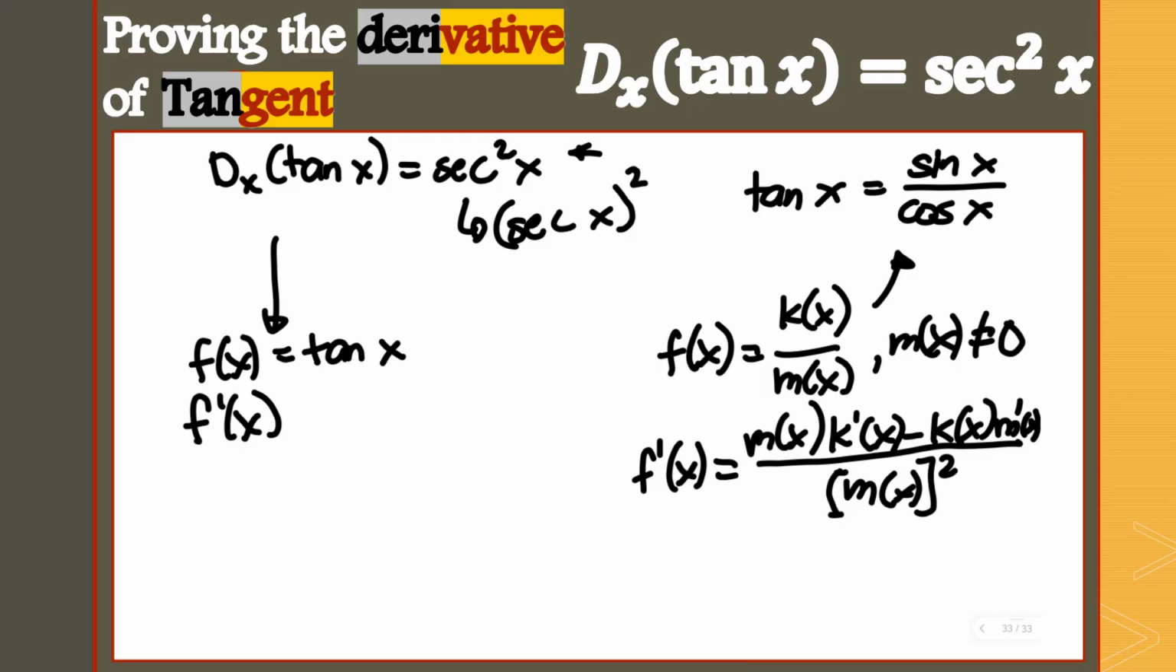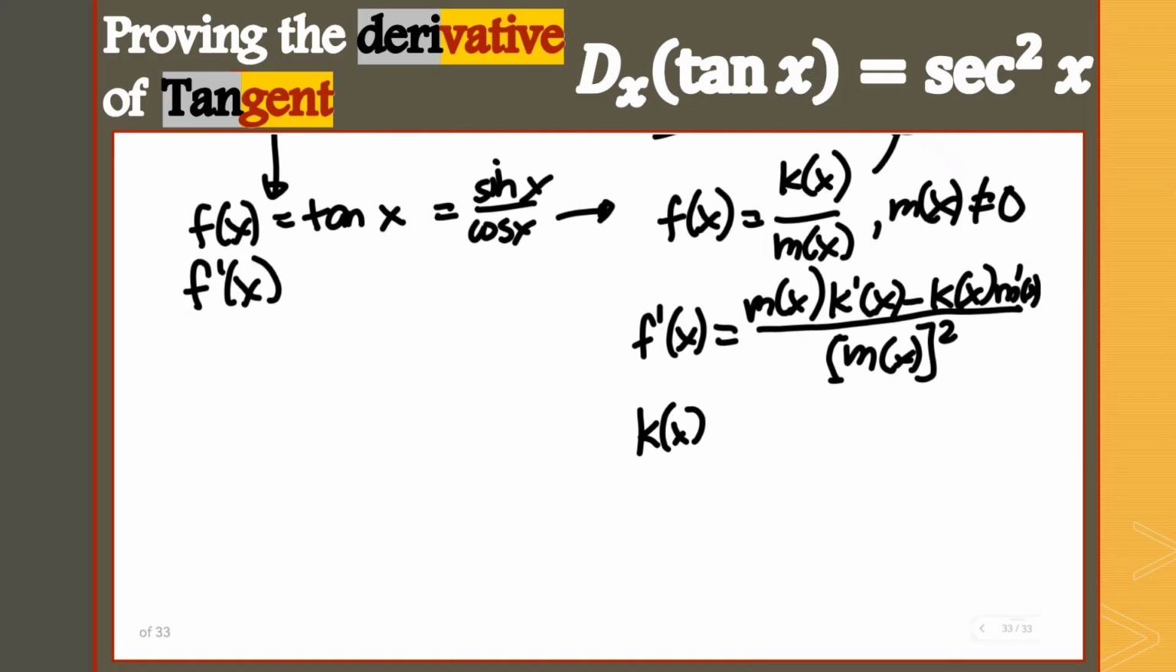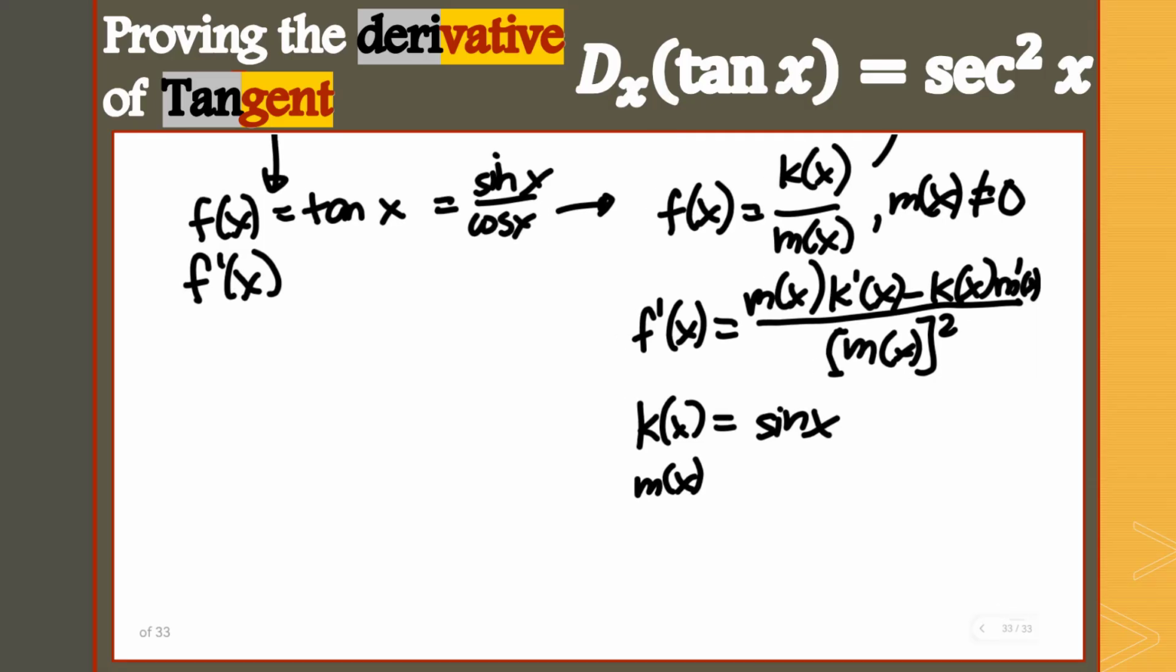We are going to use this idea in showing that the derivative of tangent x is equal to the square of secant x, with tangent x being the ratio of sine and cosine. So if tangent x is sine x over cosine x, we can say that k of x, the numerator, is sine x, and m of x, the denominator, is cosine x. We also need their derivatives.